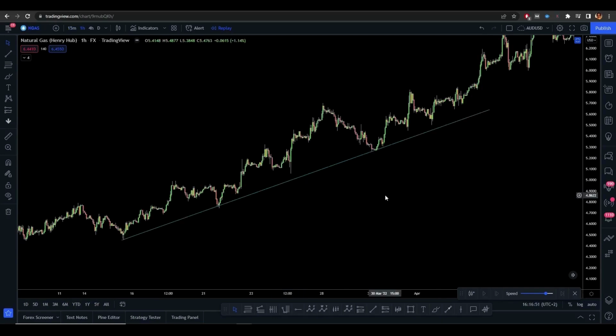Take a look at this example here on natural gas. If you were to draw the trend line at the end of the wick here, then it would look like this.